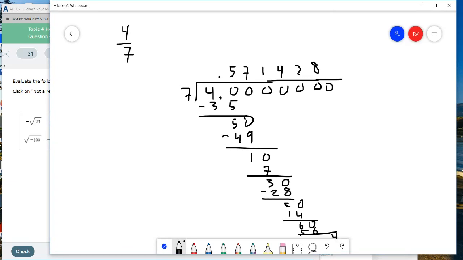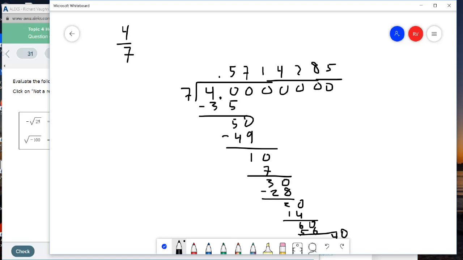Now, at this point, I can stop, because when I bring down the next 0, I have 40, which is how I started off this whole process. 7's going to go into 40 5 times. So now my remainders are just going to continue in this same pattern as when I started. So I'm going to get 5, remainder 5. Bring down the next 0, I'll get 7, remainder 1. Bring down the next 0, I'll get 1, remainder 3, etc.